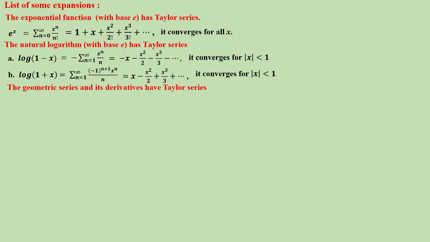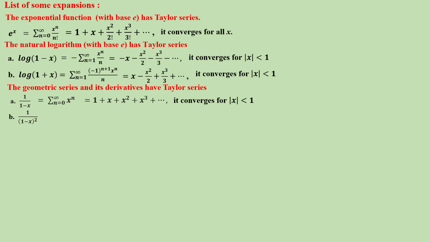The geometric series and its derivative as Taylor's series. First one, 1 by 1 minus x, that is 1 minus x power minus 1 expansion, that is nothing but summation n is equal to 0 to infinity x power n, 1 plus x plus x square plus x cube etc. It converges for mod x less than 1.